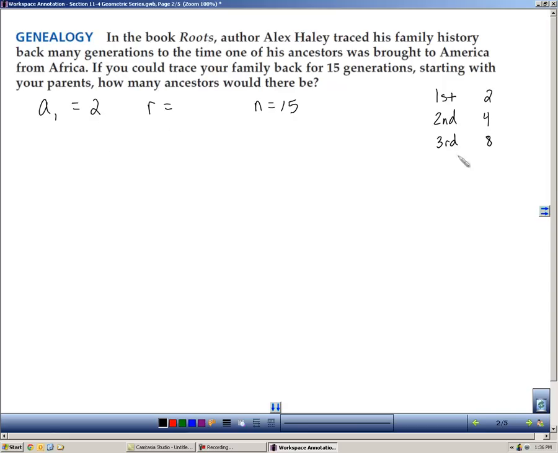And now what about the ratio? If I take each value and divide by the one in front of it, you can see that to get from 2 to 4, you multiply by 2. To get from 4 to 8, you multiply by 2. So the common ratio here is 2.